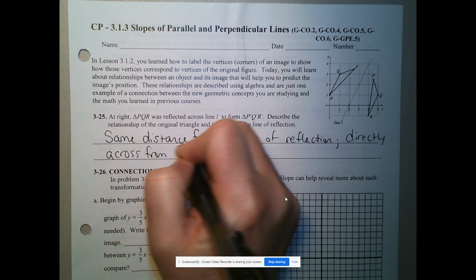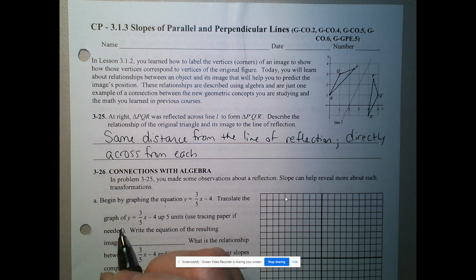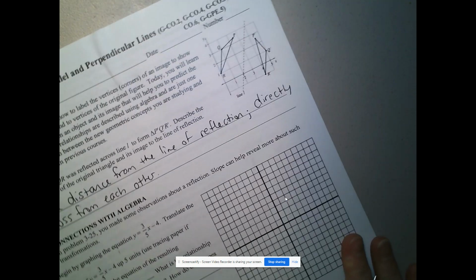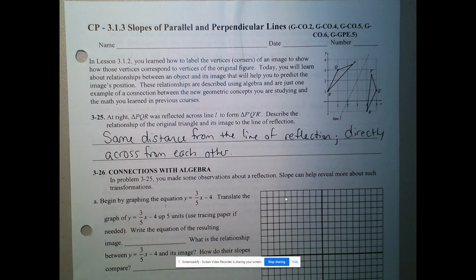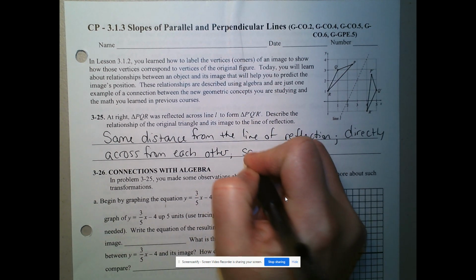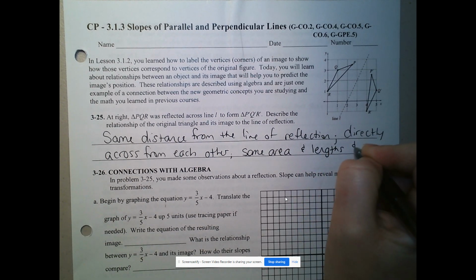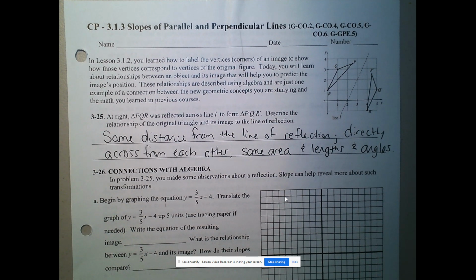And normally when we say that, we're talking about if we were to hold the paper so that the line of reflection was vertical. If we were to turn the paper like this and say, oh, one's on the left, one's on the right, and they're directly across from each other. And we also know that it's a rigid transformation. So we know that they have the same area and lengths and angles, right? Rigid transformation. None of those things change.